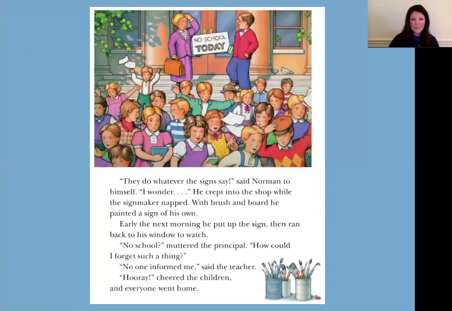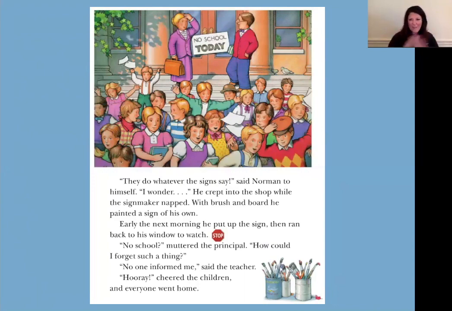All right, let's keep reading. "They do whatever the signs say," said Norman to himself. "I wonder." He crept into the shop while the sign maker napped. With brush and board, he painted a sign of his own. Early the next morning, he put up the sign and then ran back to his window to watch.